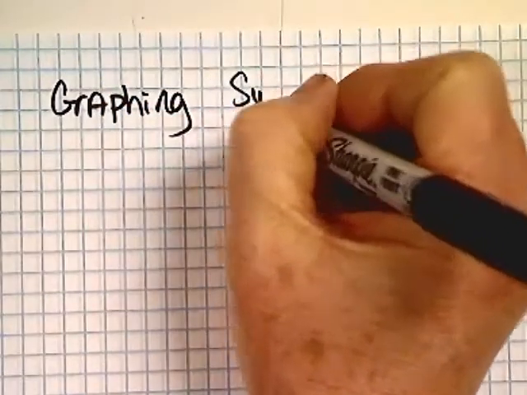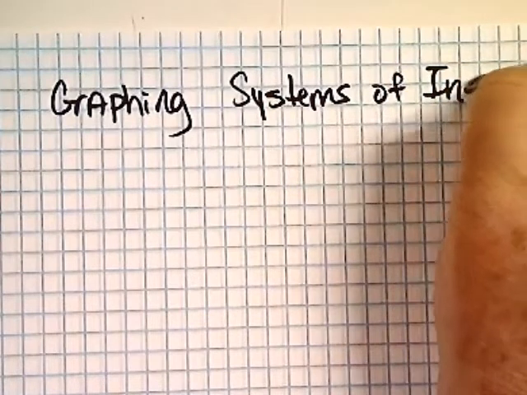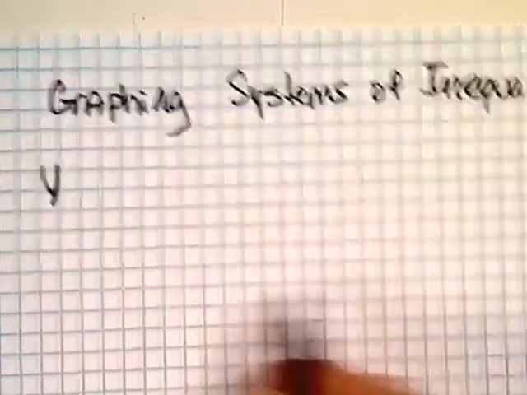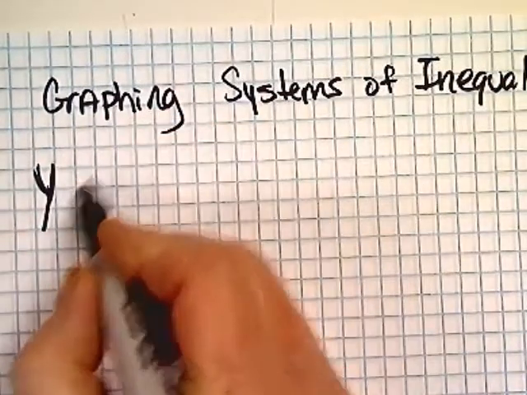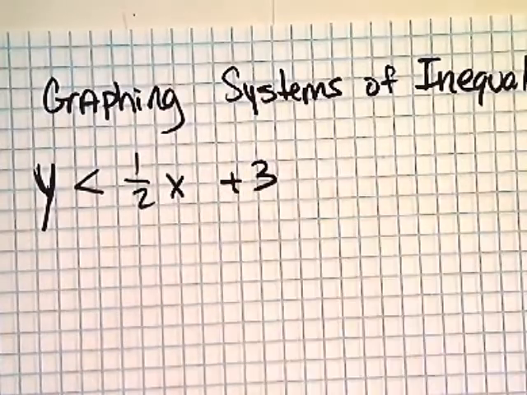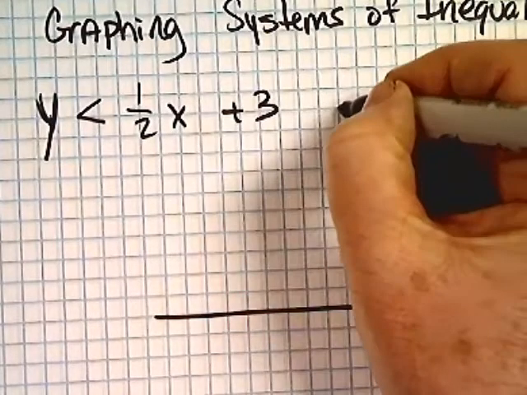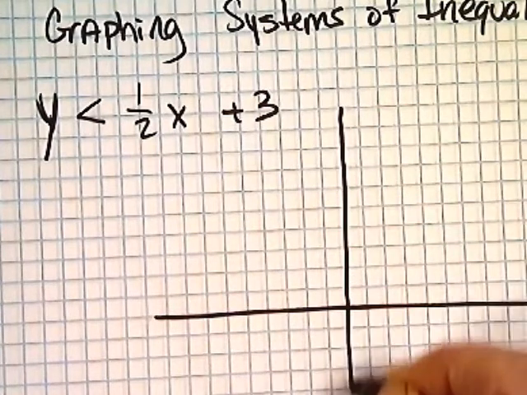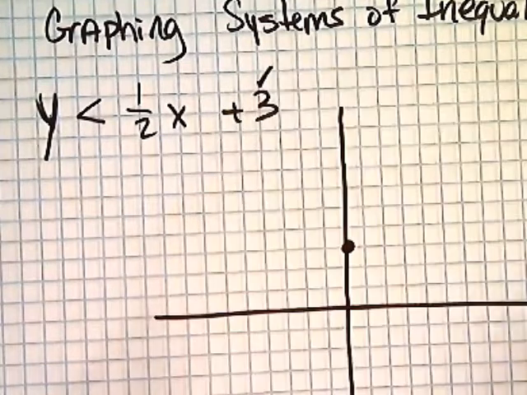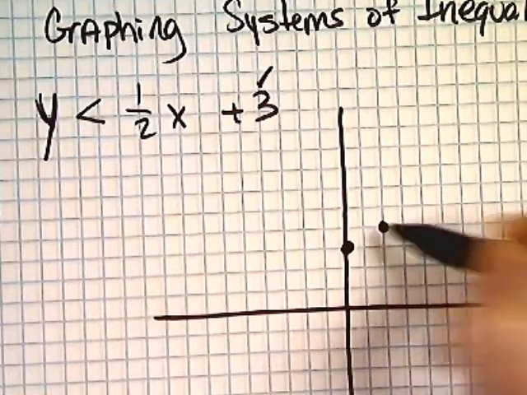We are graphing systems of inequalities. Let's start with one that's ready to graph. y is less than 1/2 x plus 3. What would that one look like? We would start at 3 because that's our y-intercept. We would go up 1 over 2.